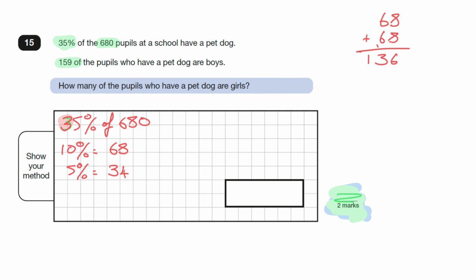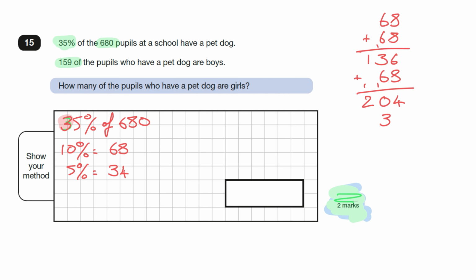So very quickly I get 136, and then I'm going to add 68 again. 6 add 8 is 14. Carry the 1, 3 add 9, 3 add 6 is 9, add the 1 is 10, carry the 1, so we've got 204. So straight away I get to 204, and then I'm going to add my 34.